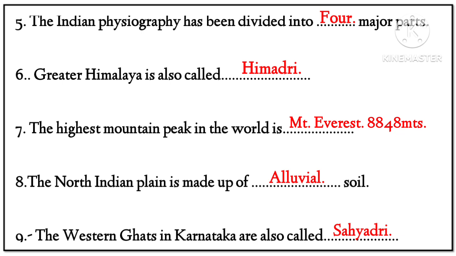Sixth, the Greater Himalaya is also called Himadri. Seventh, the highest mountain peak in the world is Mount Everest, 8848 meters. Eighth, the North Indian plain is made up of alluvial soil. Ninth, the Western Ghats in Karnataka are also called Sahyadri.